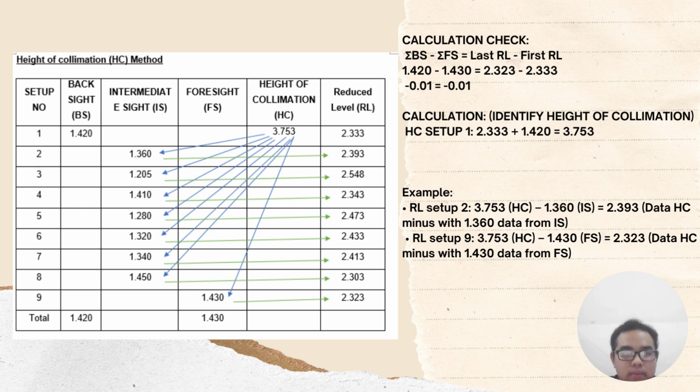The example calculation in step 2 is showing the data of the first height of collimation, 3.753, minus the IS, which is 1.360. We're getting the data 2.393 for the second reduced level. The next calculation, we're using the same formula to get the reduced level.